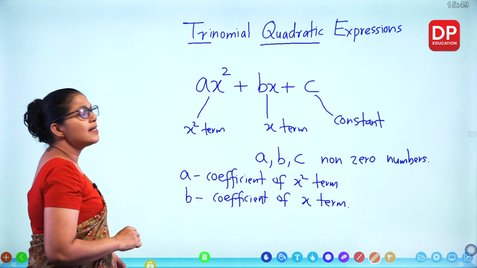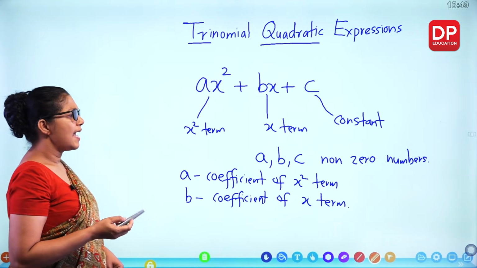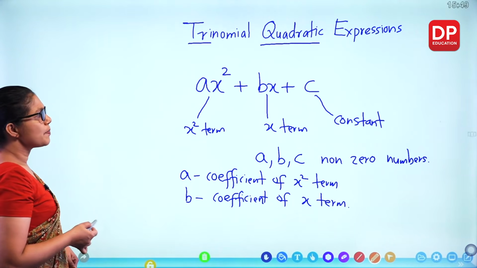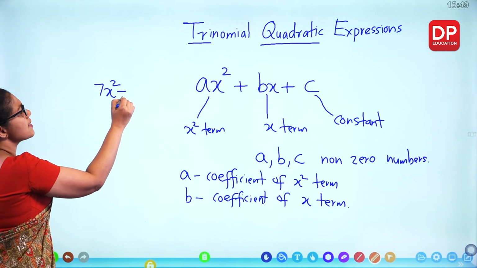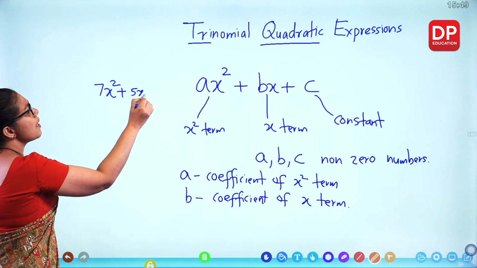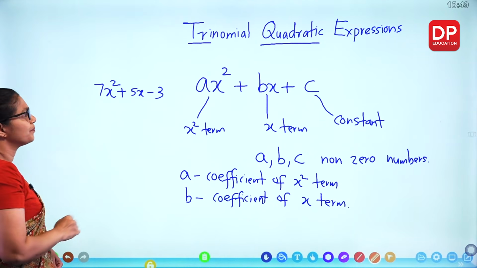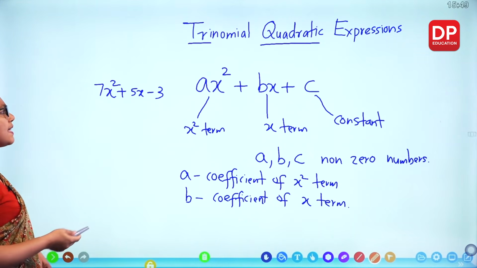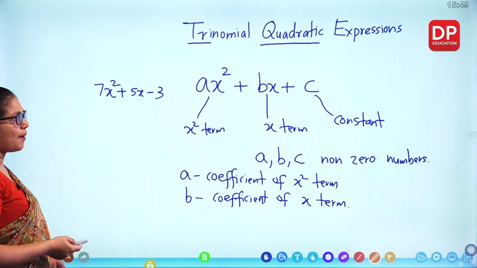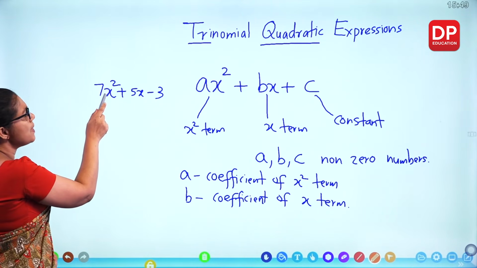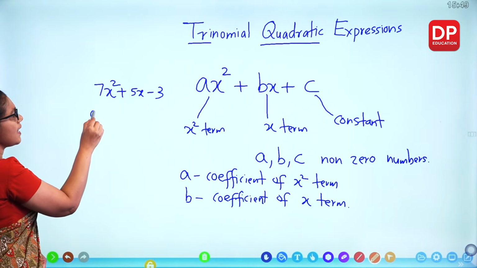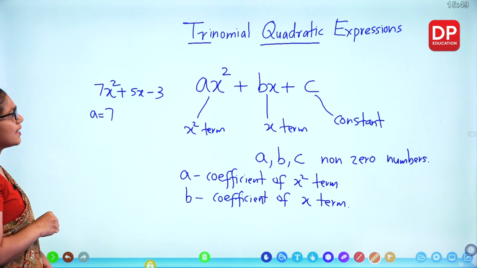And c is the constant. Now we'll take any quadratic expression. I can take 7x squared plus 5x minus 3. Here the x squared term is there, an x term and a constant there. So what is a? Compare these two. The number in front of x squared is a. I can write a equals 7.